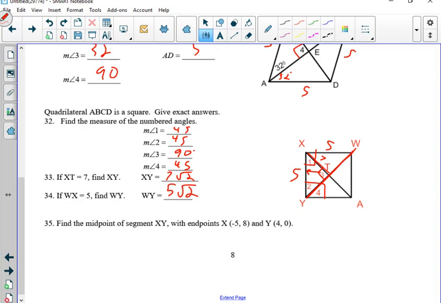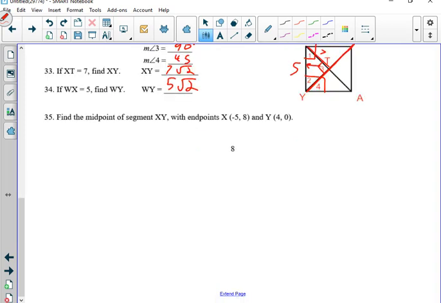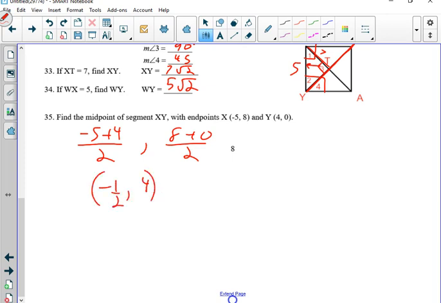Find the midpoint of a segment with these endpoints. Well, the midpoint formula is just take the x's and add them together, divide by 2. Take the y's, add them together, and divide by 2. Which is negative 1/2, comma, 4.